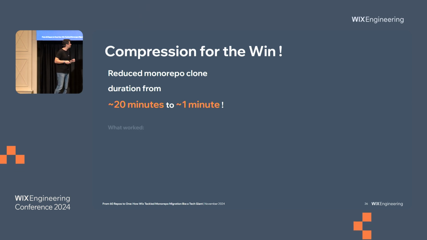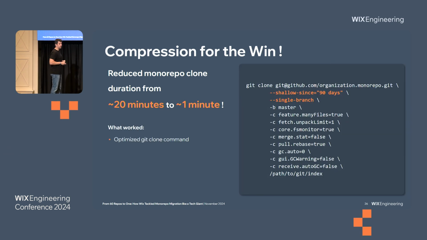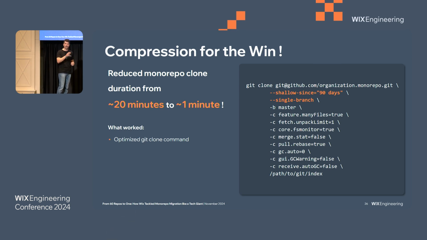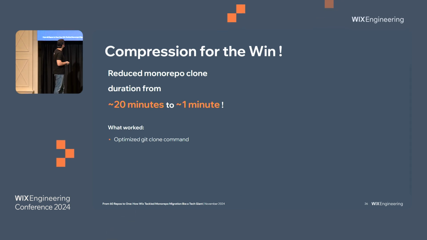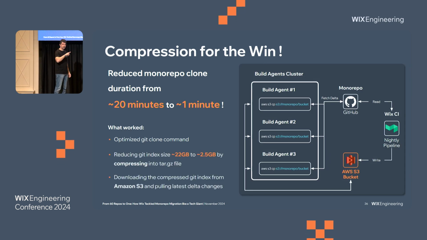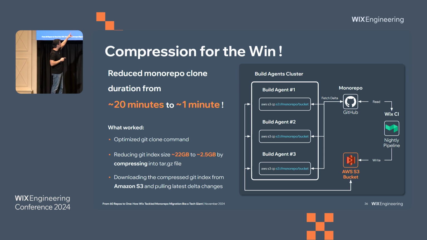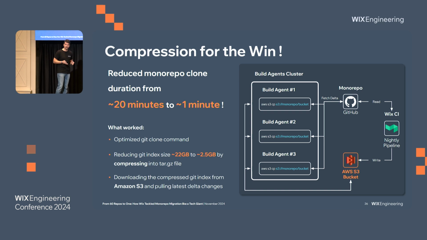How do we do it? We've optimized the git clone command. We've cloned with a single branch, limited history to 90 days, no garbage collection, and we've used all kinds of large repository support flags released by Git. We've compressed the optimized Git index clone into a tar.gz, down from 22 gigabytes to 2.5 gigabytes. We've uploaded it into Amazon S3, and then on the build agents, we've downloaded it, fetched deltas, and started the build.